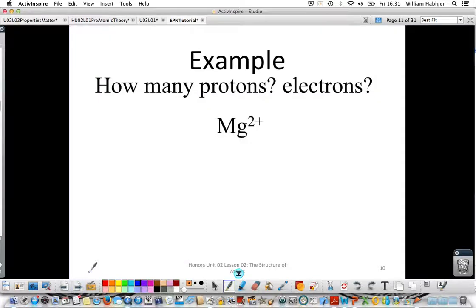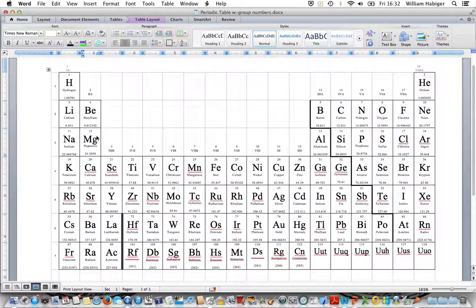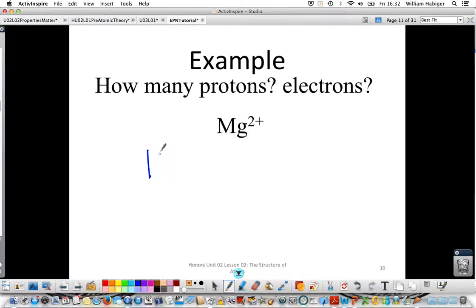Let's look at another example. If we have an ion, now an ion is just a charged atom. So this magnesium has lost or gained some electrons, and it now has a charge. Well, for the protons, we just look at the periodic table. We find magnesium, and it has an atomic number of 12, so that tells us it's going to have 12 protons.